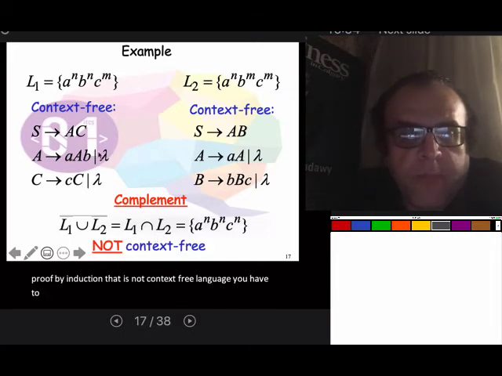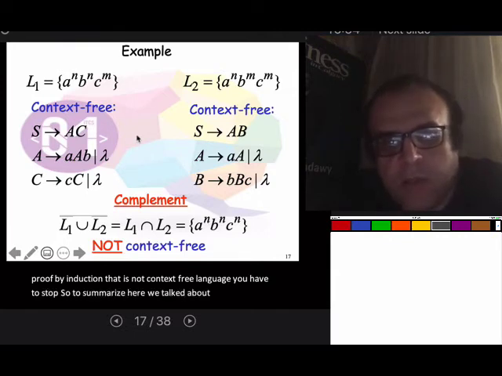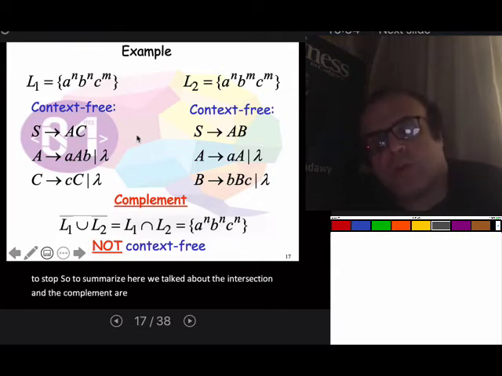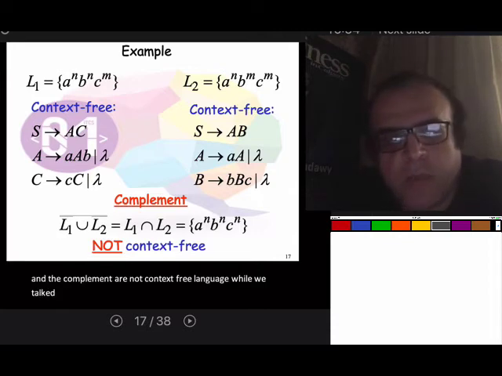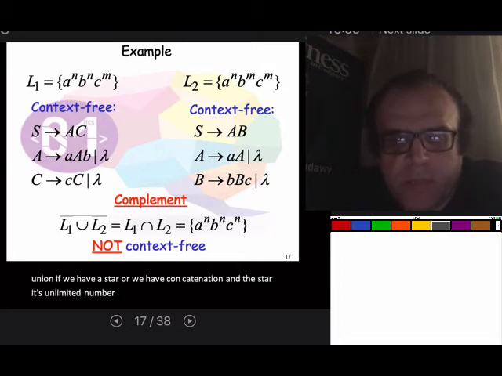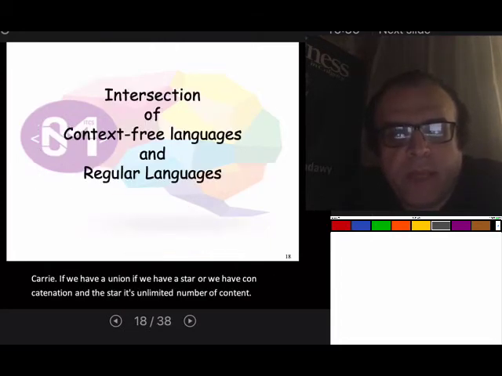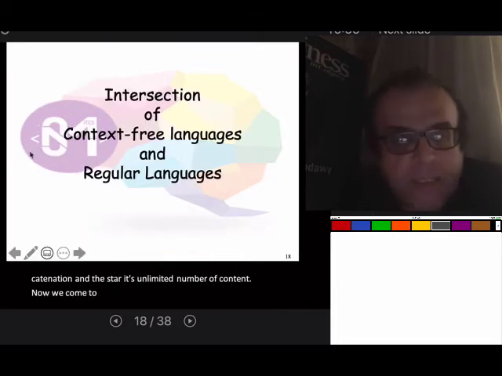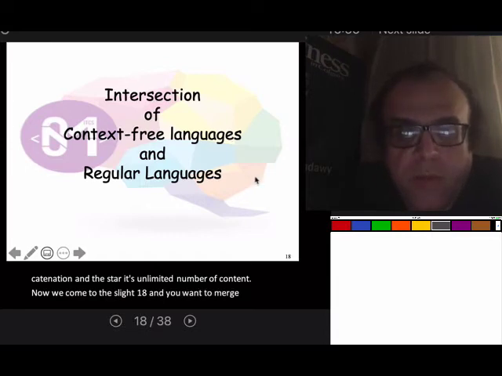To summarize, we talked about how intersection and complement do not preserve context-free languages, while a context-free language is preserved under union, star, and concatenation. And the star is an unlimited number of concatenations. Now we come to slide 18, where we want to merge the context-free language and the regular language.